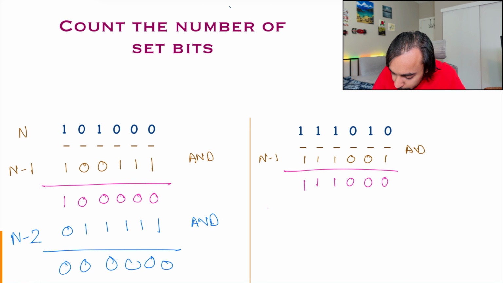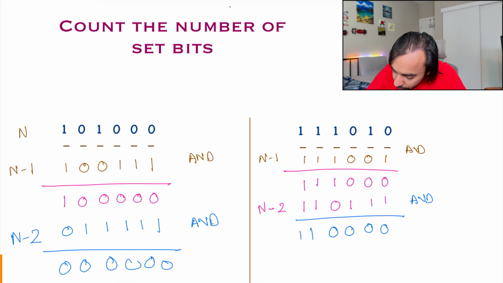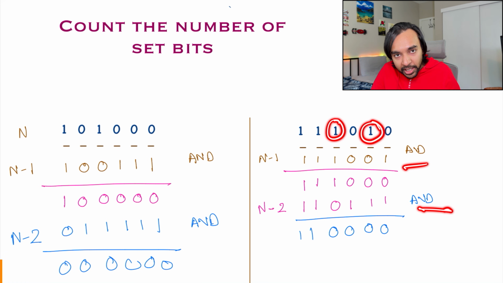Let me repeat the process because this number is not yet 0. So n minus 2. So once again, this will be 0 and 1, 1, 1. This remains the same. And now I will do an AND operation. As soon as I do an AND, I get 1, 1, 0, 0, 0, 0. After 2 operations, 2 of my bits have been unset.